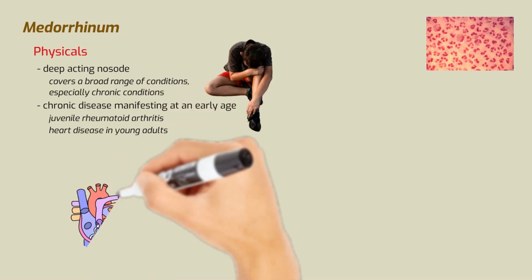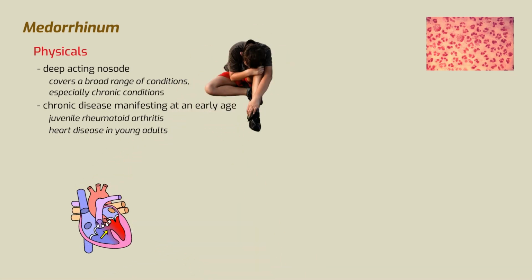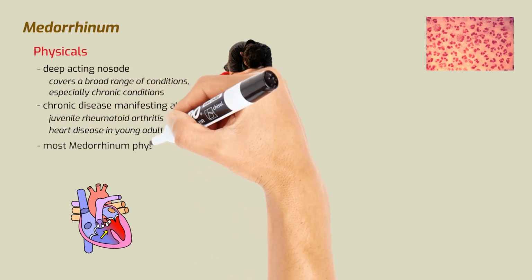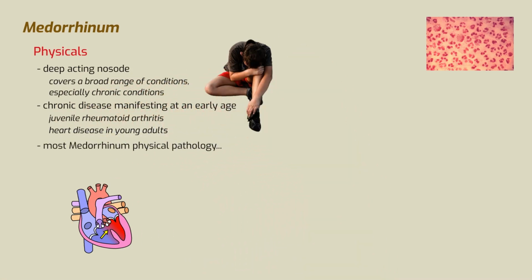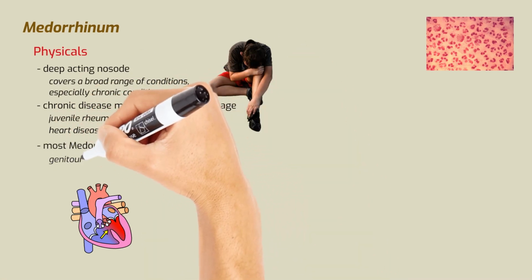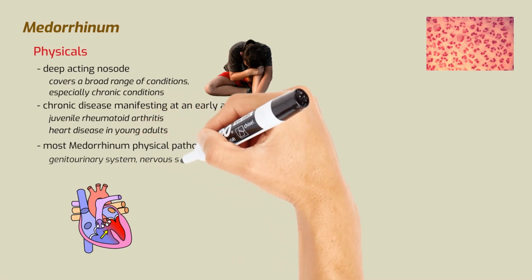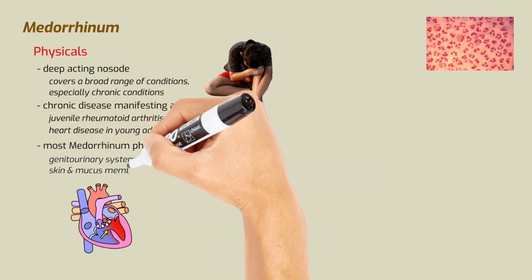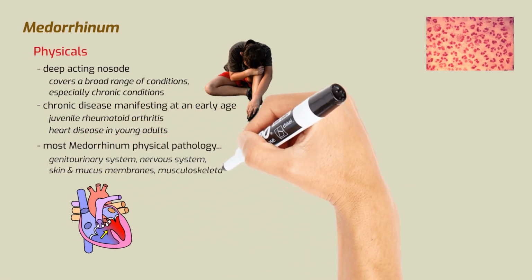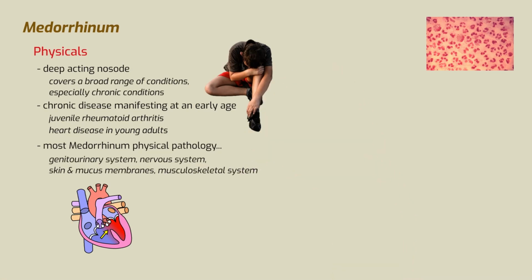Now, this remedy is often chosen by virtue of its mental profile and the generals and modalities. So for this reason, I'll give just a brief summary of some of the main physical conditions that point to Medorrhinum. Generally speaking, most of Medorrhinum's physical pathology tends to focus on the genitourinary system, the nervous system, the skin and mucous membranes, and the musculoskeletal system.